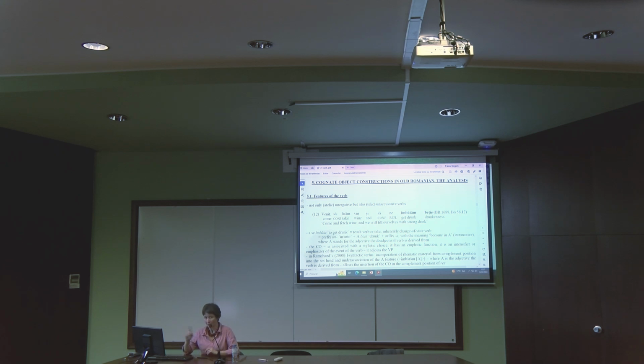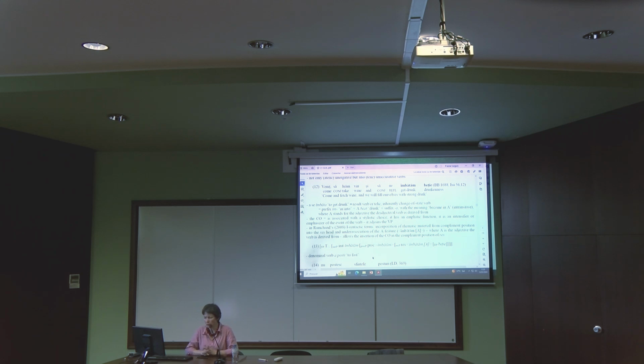Let's not forget that this is from the Bible, and most examples from the Bible, and biblical texts, are associated with a stylistic choice. It has an emphatic function. It is an intensifier or emphasizer of the event of the verb. And as I've already mentioned, the only way to syntactically explain the position of the CO is to assume that it adjoins the verb phrase, since the internal argument position is already taken.